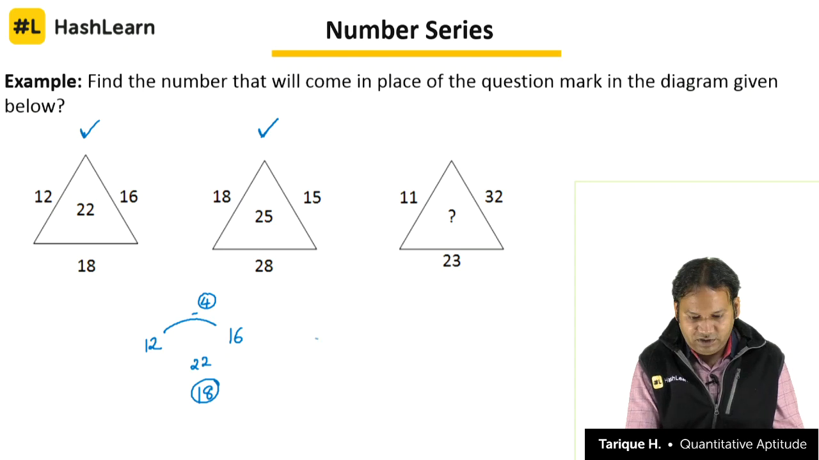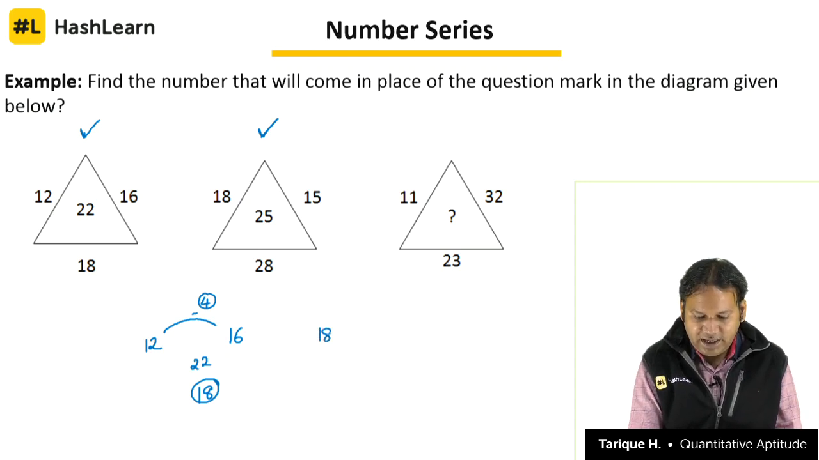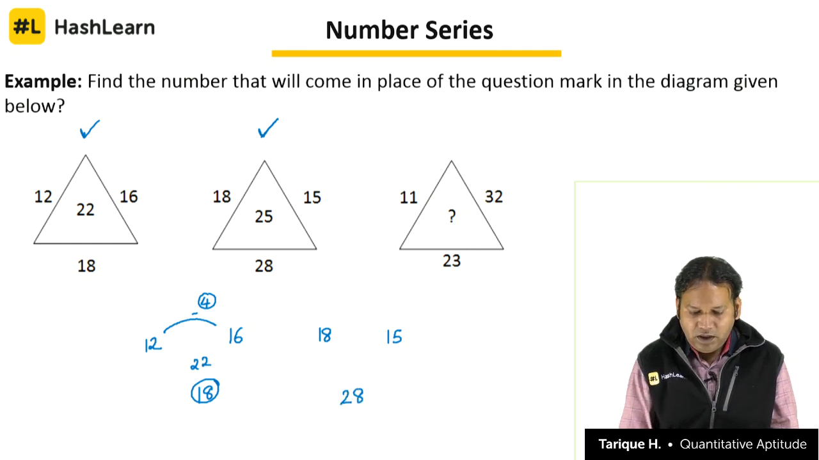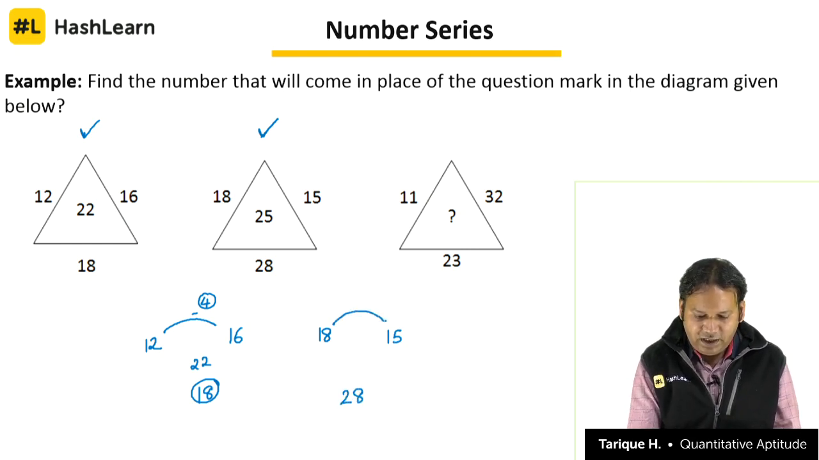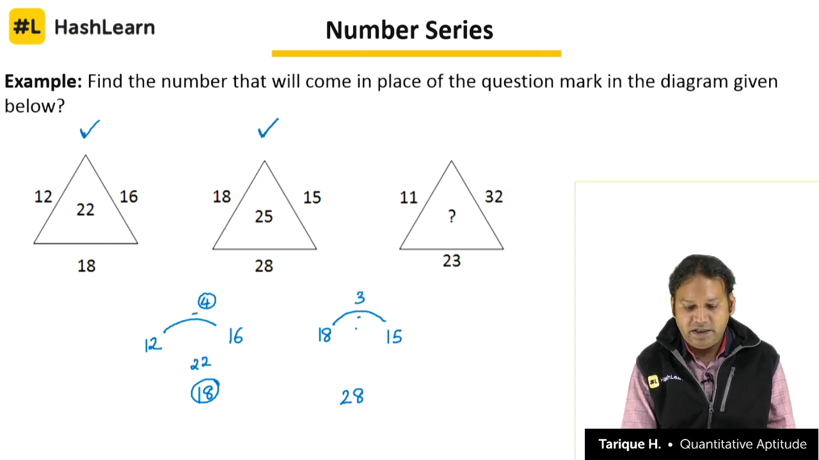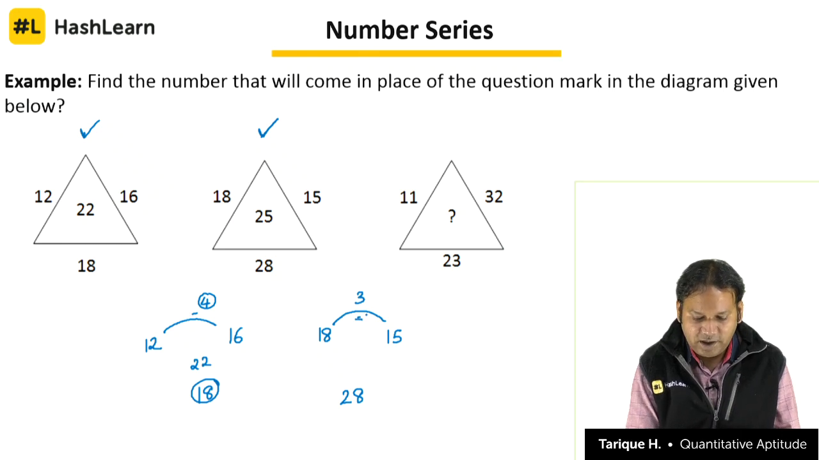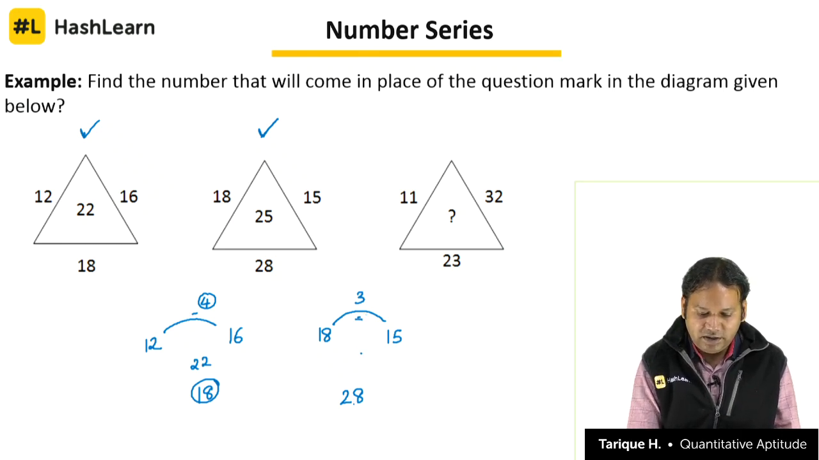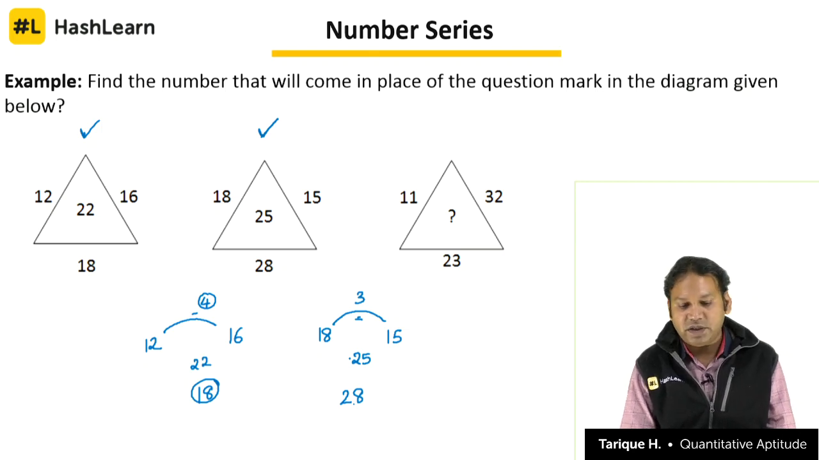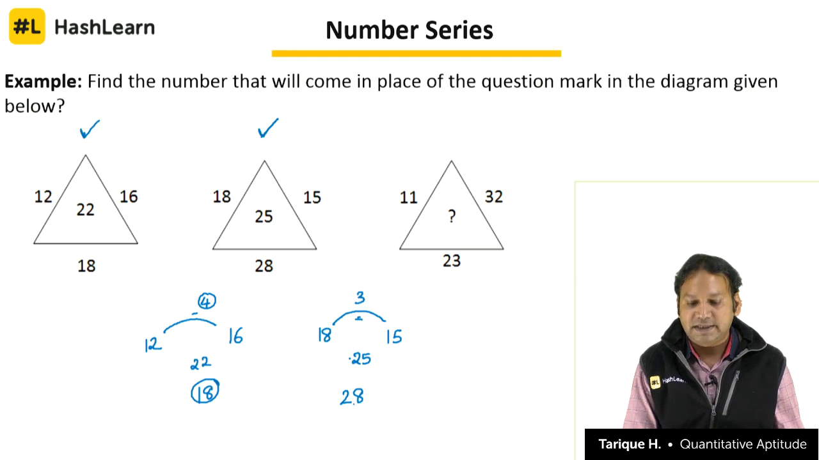Let's try with this triangle here. So 18 and 15 and 28. 18 and 15, the difference is 3, so let's not worry about smaller or bigger number. 18 and 15 difference is 3 and 28 and 3 difference is 25. So if the same logic is used in 2 questions, then we can rest assured that this is how this question is supposed to be solved.